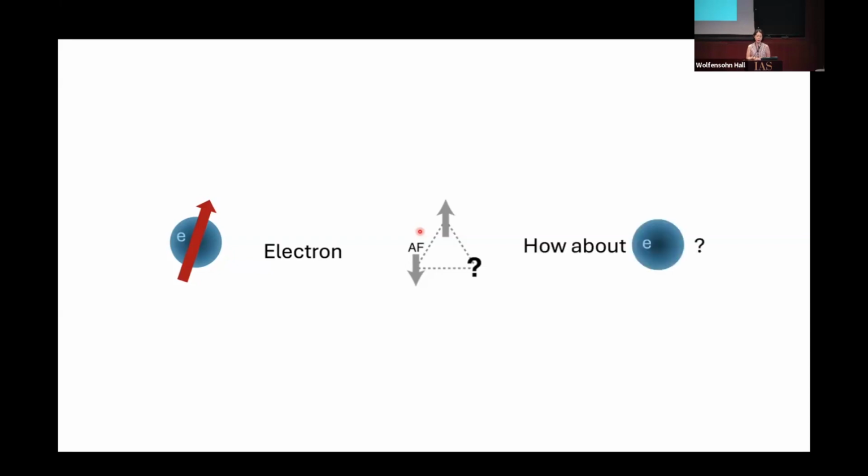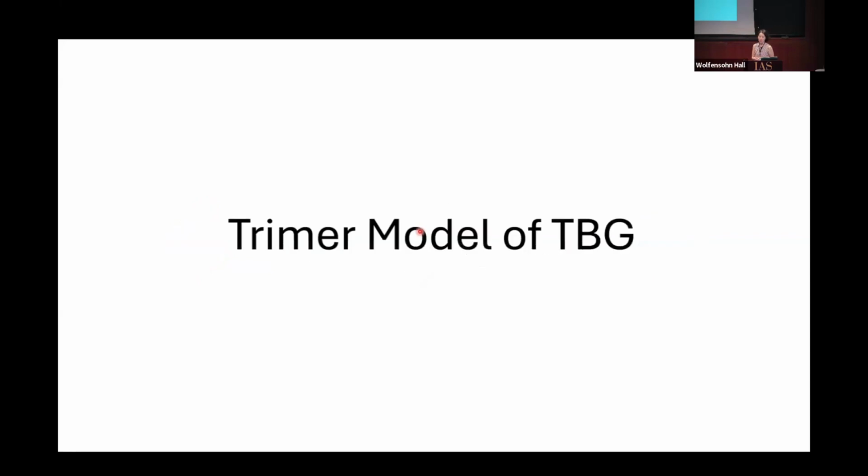What about charge? Now, an electron is not something that you can grab in your hand, but our intuitive picture is that of an s orbital, a kind of spherical object. So how do you get geometry out of that? That's where the trimer model of twisted bilayer graphene enters.